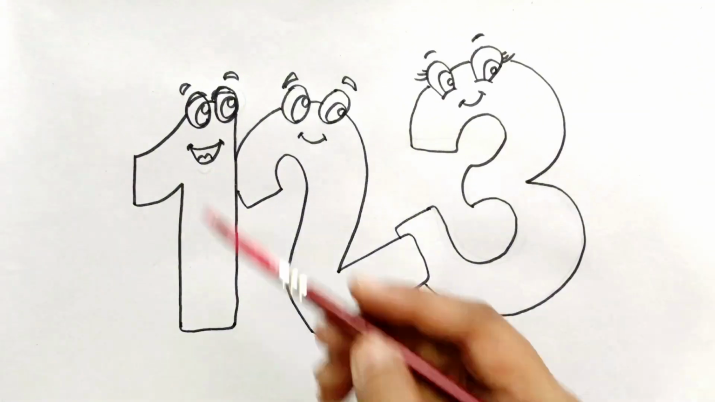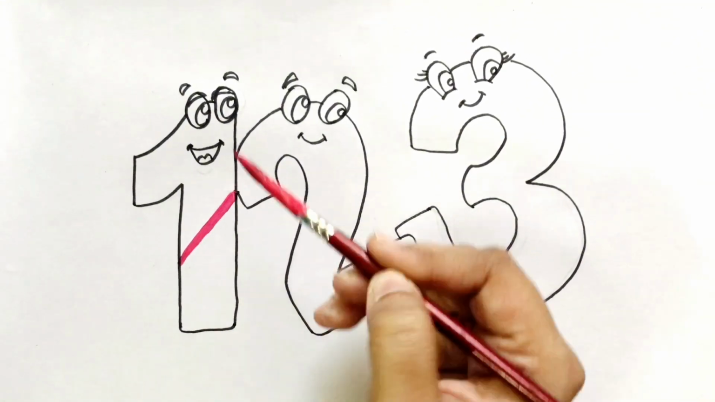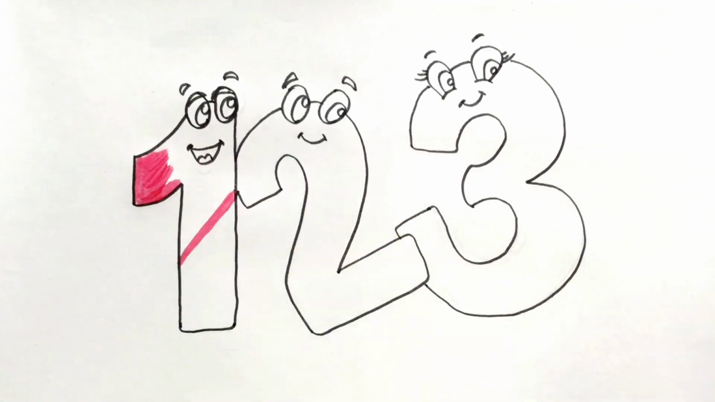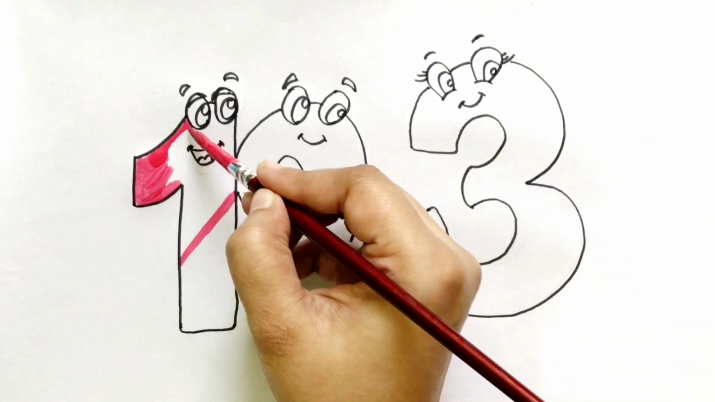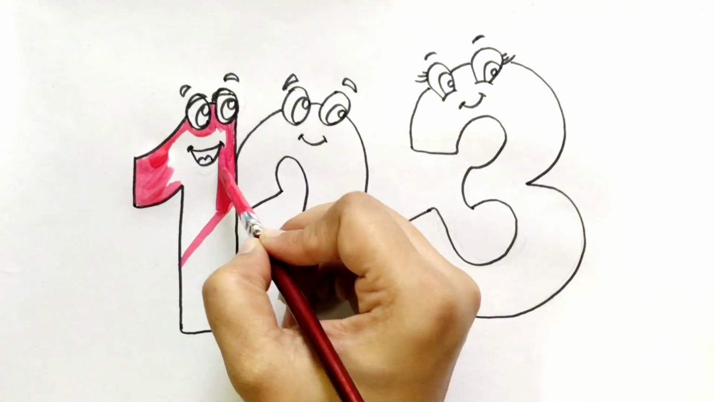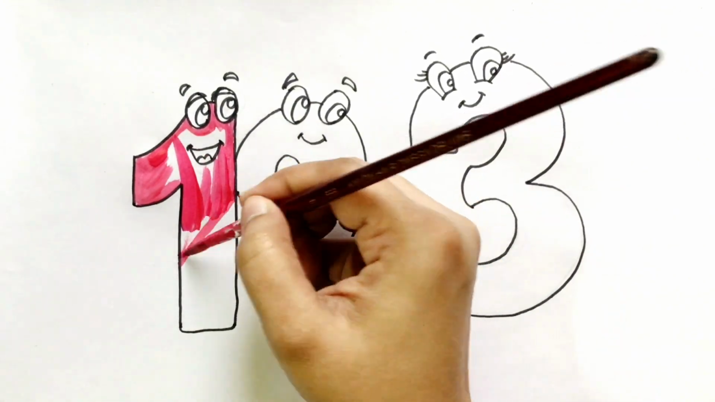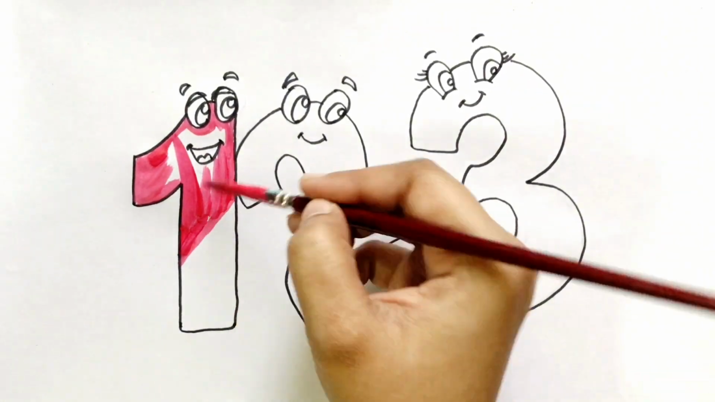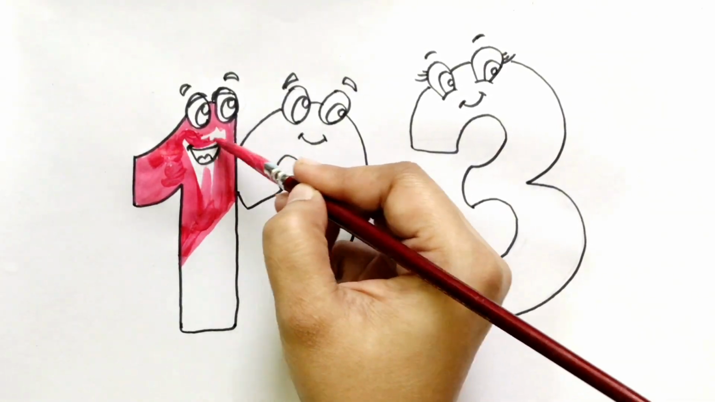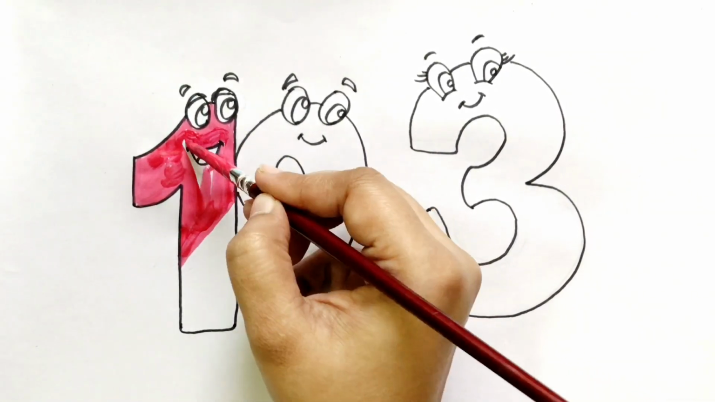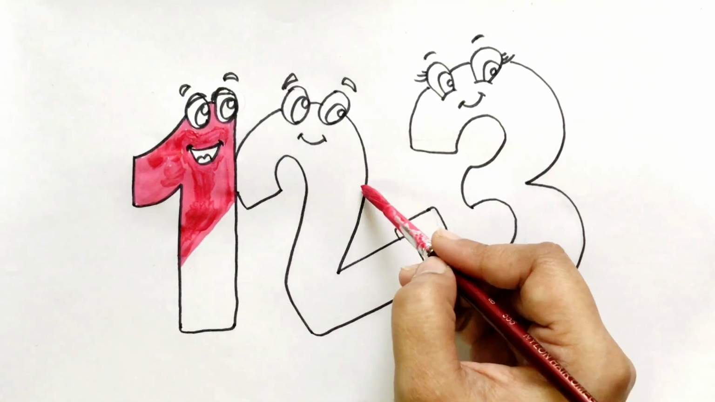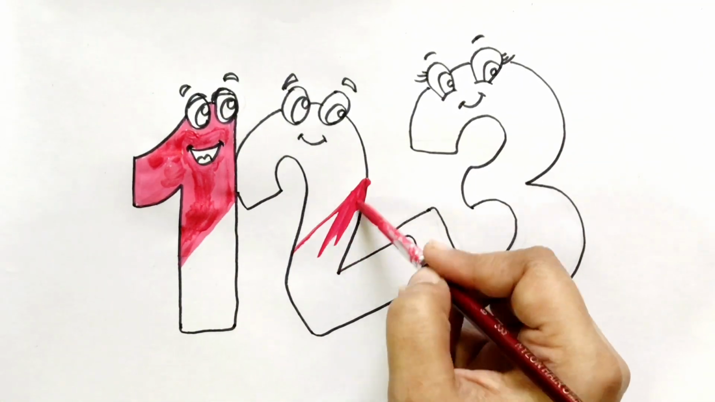Come and let's paint together. This is a red color. I paint the number 1. I paint the number 2.